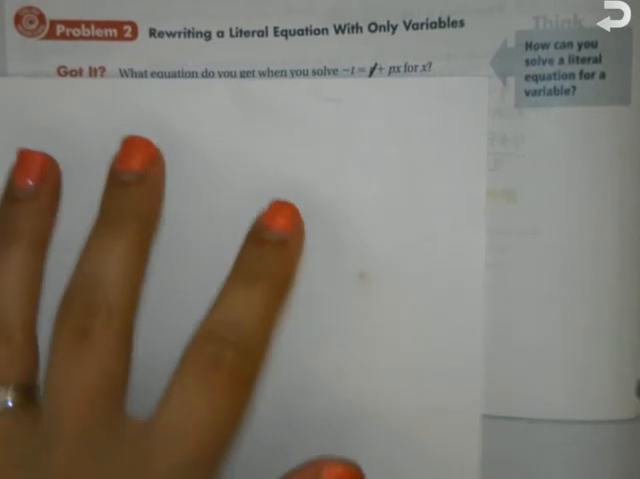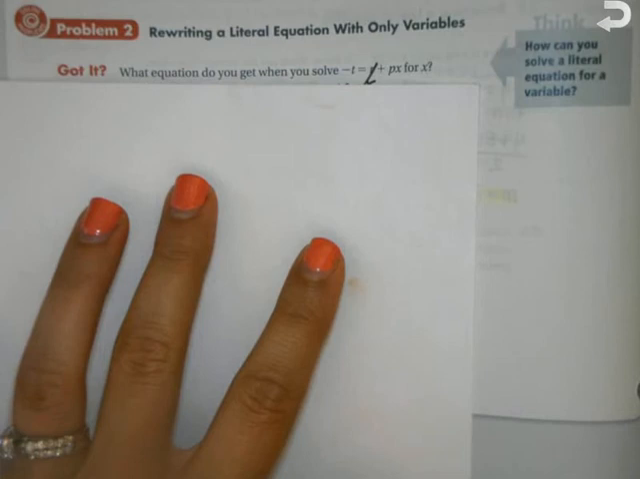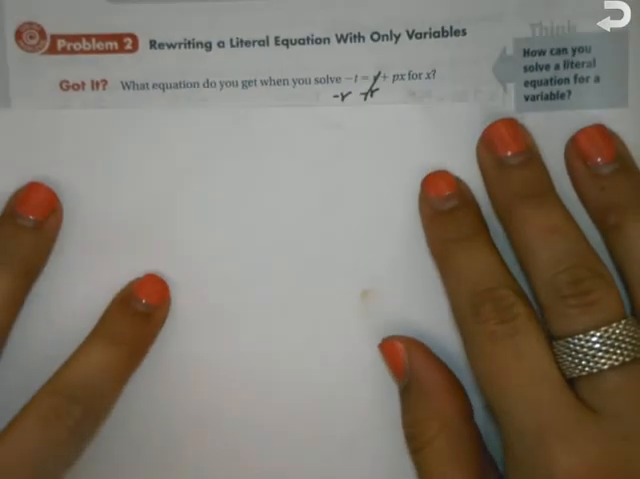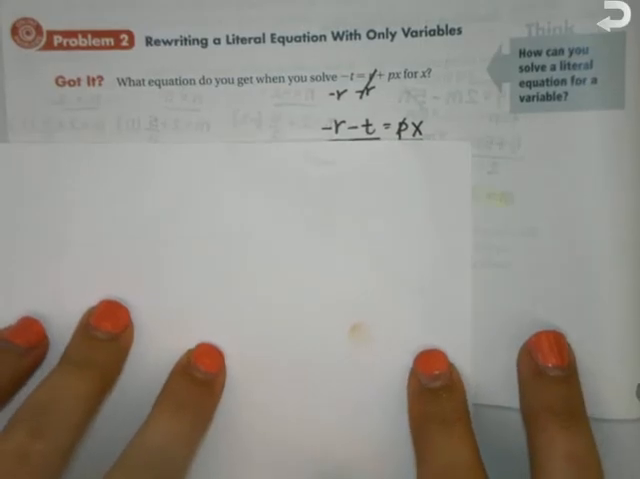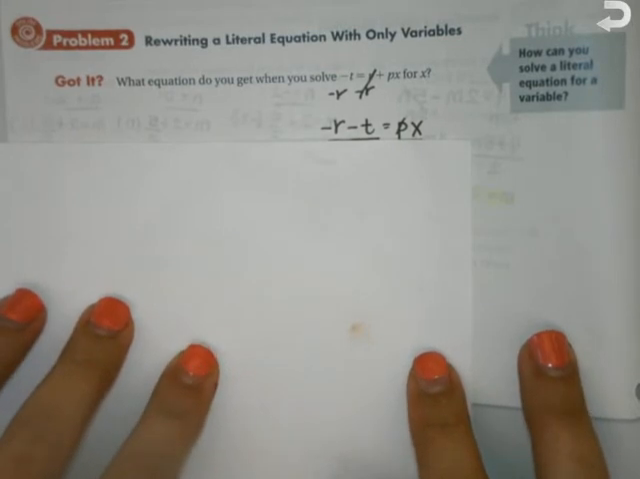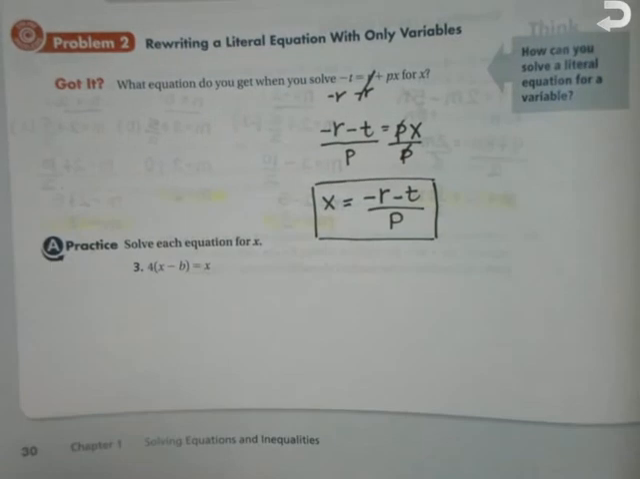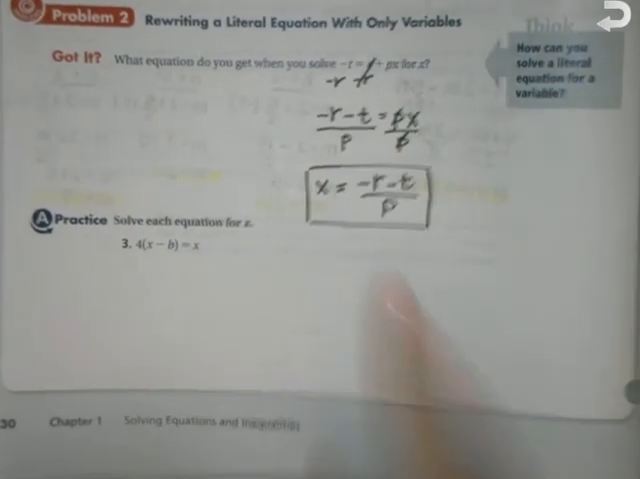Okay, guys, so do problem 2 for me. What equation do you get when you solve negative p equals r plus px for x? So you're trying to get x by itself. So what would you guys do first? Subtract r from both sides. So that gives me negative r minus t equals px, and then we need to get x by itself, so what did you do? Divide both sides by p. So that gives you x equals negative r minus t divided by p.